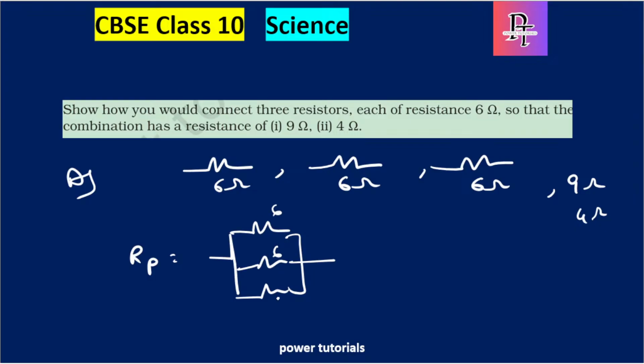So I told you the trick. If all 3 are in parallel, the answer will be 6 by total resistors, which is 3. So our parallel combination is 2 ohms. So this is also not possible. So definitely it should be in series and parallel combinations. Okay, let's see how to get those 9 and 4 ohms.